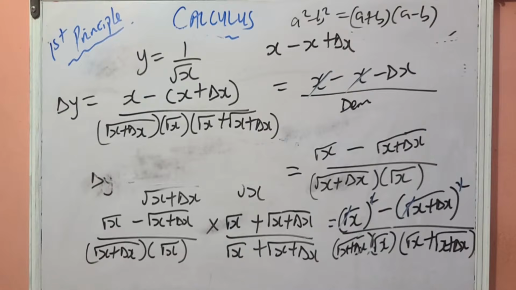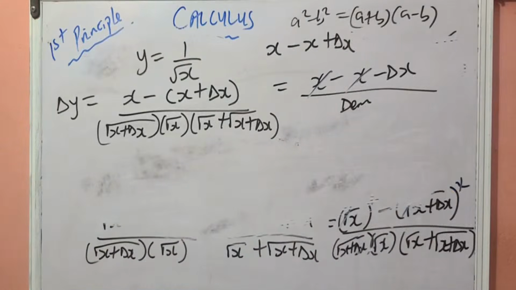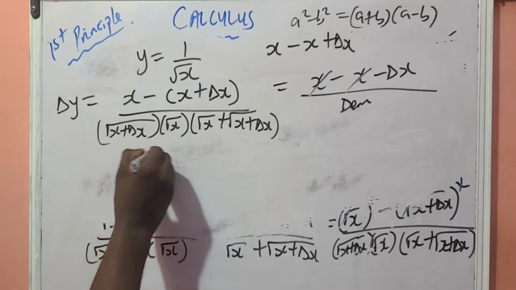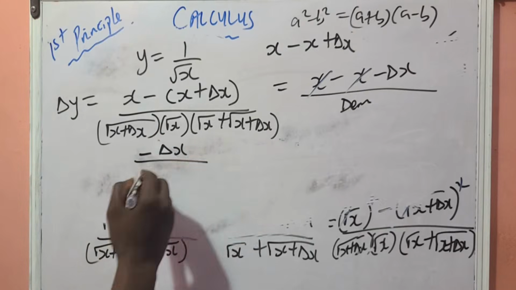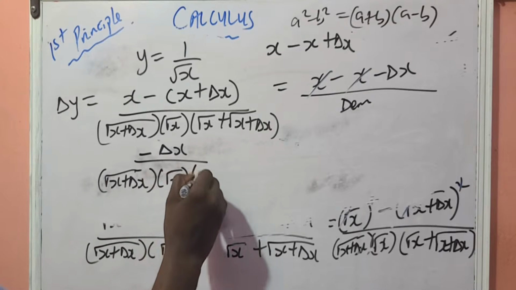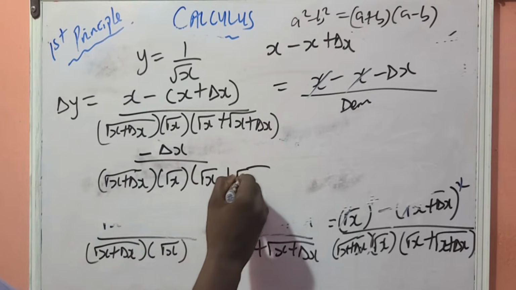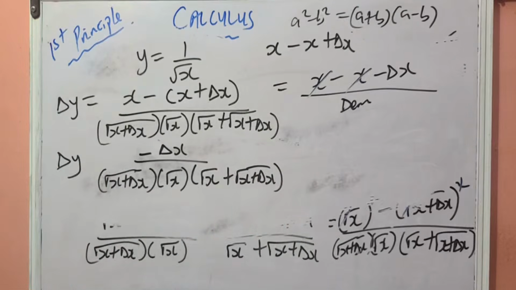Are you seeing what's going on? So this means we are very close to our answer, because we have been able to simplify the whole complex expression. This is what we are left with: minus change in x over this whole denominator, which is this. This is change in y. So we are done with step number 2.